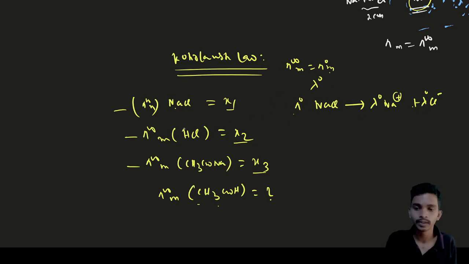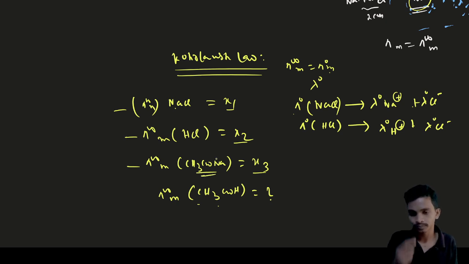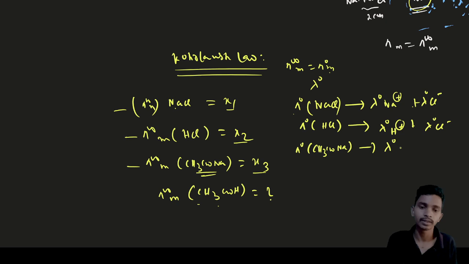For NaCl this value, and HCl is also a strong electrolyte, so it also completely dissociates into H+ and Cl-. And CH3COONa is also a strong electrolyte, because it comes from NaOH, which is a strong electrolyte, so the whole electrolyte becomes strong. So it also completely dissociates into CH3COO- and Na+. And from that we want to find this value.